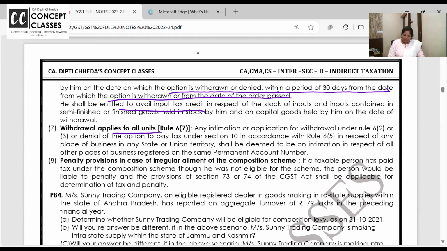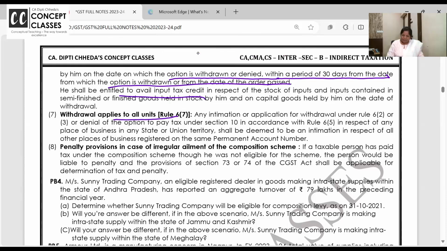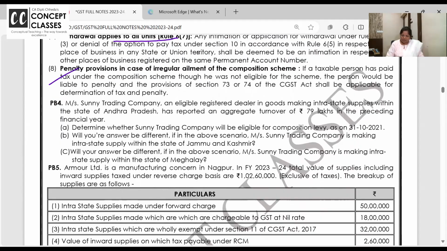And once you withdraw from one unit, you withdraw from all units. Bye bye. I call it wholesale bye bye. Once you opt out of composition in Maharashtra, you are by default opted out in Delhi and Kolkata also, your other branches. And penal provisions, this is all repeated.